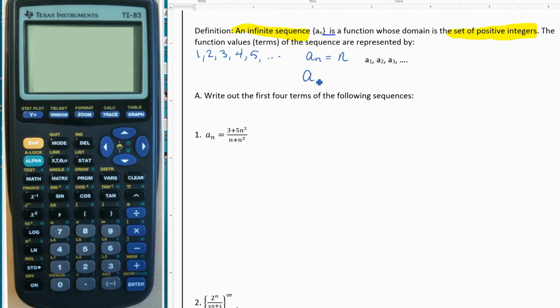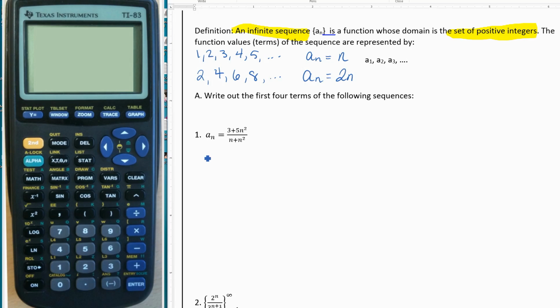Or maybe we would want the even numbers. That would be 2n, right? So first we'd have 2, then we'd plug in 2 and we'd have 4, 6, 8, and so on. So here they're little functions, but the only values you're allowed to plug in are the positive integers. So you start with 1, and then you would plug in 2, and then you would plug in 3, and so on.